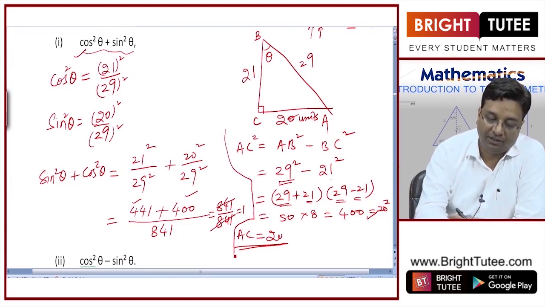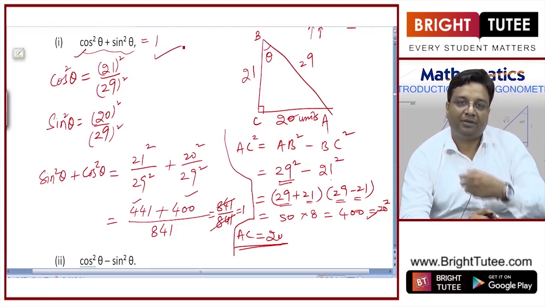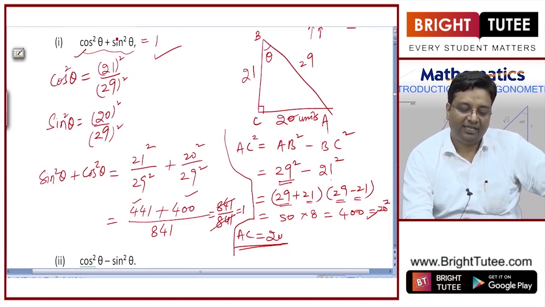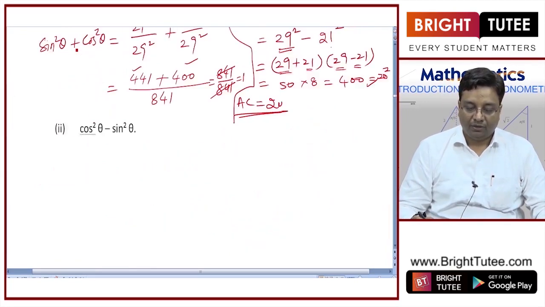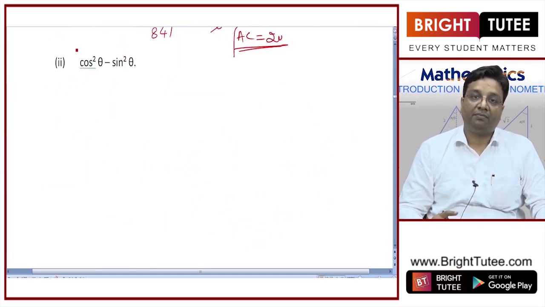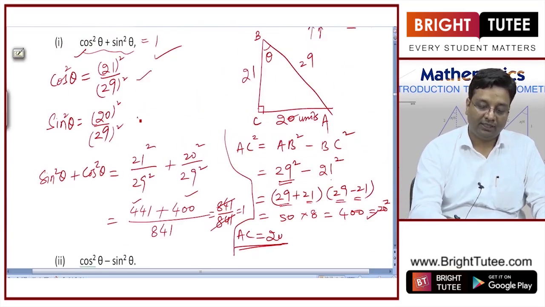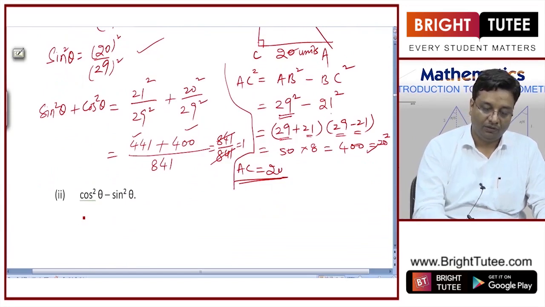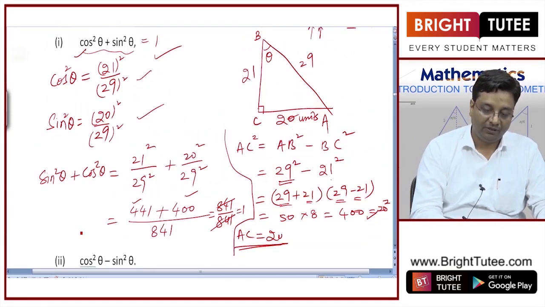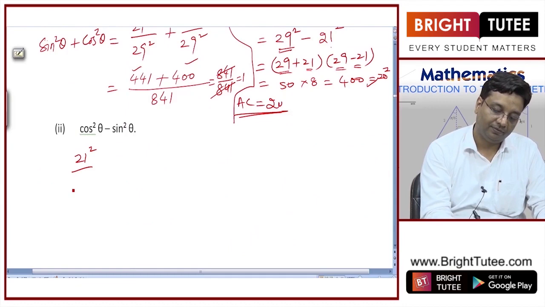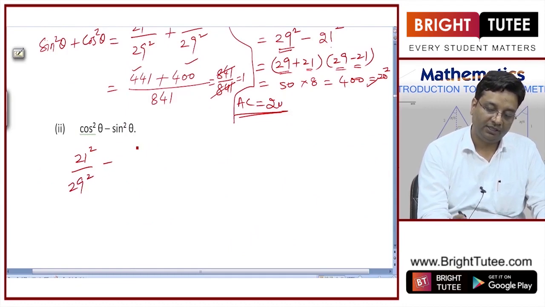So for this expression, this is equal to 1. In the upcoming lectures, we will learn that you can directly answer these questions. Sin square theta plus cos square theta is always equal to 1, right? Okay. What is cos square theta minus sin square theta? So we have already calculated cos square theta and sin square theta. So what is cos square theta? 21 square by 29 square. And what is sin square theta? It is 20 square by 29 square.